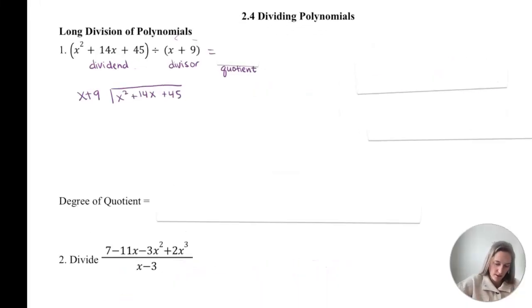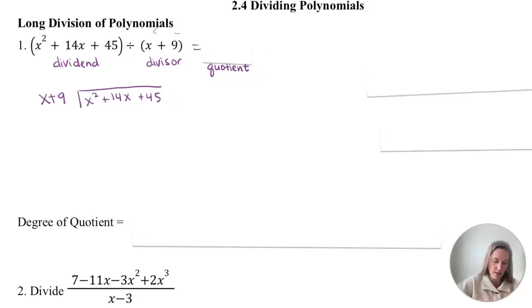So this is our first example. I've already set it up with the dividend in the box and the divisor on the outside. So we are wondering how many times does x go into x squared? We're just looking at the first numbers there. Or another way to think about it is x times what is x squared? And x times x is x squared.